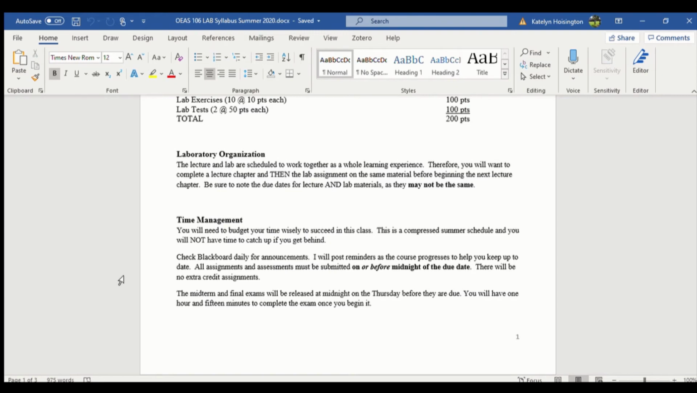The midterm and final exams will be released on midnight the Thursday before they are due. You will have 1 hour and 15 minutes to complete the exam once you begin it. You can begin it at your leisure. Just make sure that you are in a space that you can work and finish it all in one sitting. You will not be able to reopen the exam after you submit it.